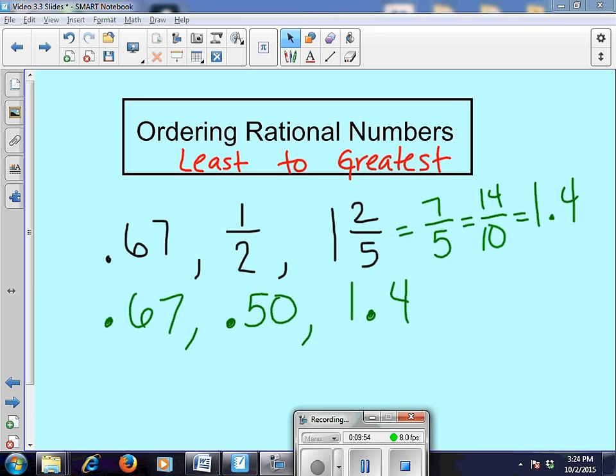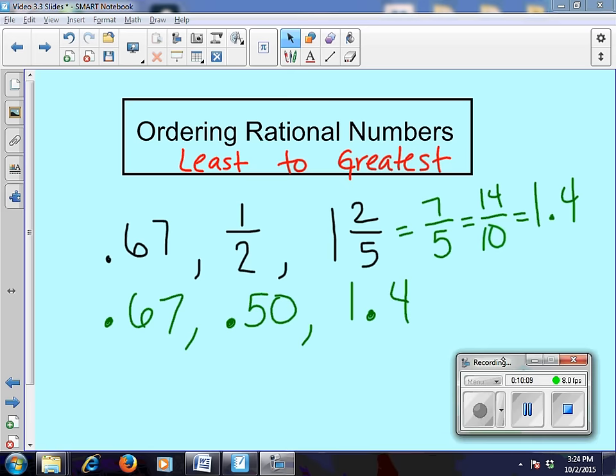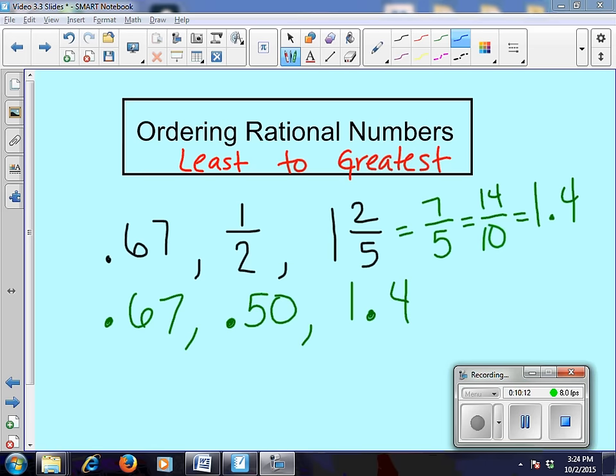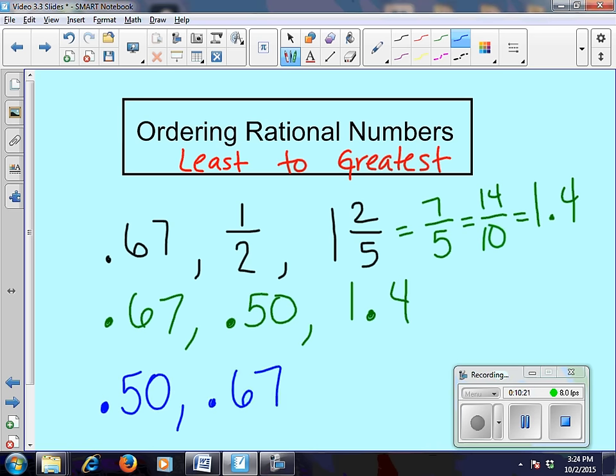And then 1 2/5. I changed it from a mixed number into an improper fraction of 7/5, which I made into 14/10, and I knew that that was 1 4/10, or almost like $1.40. So I can easily order these now that I have changed them all into either all decimals or all fractions. I know that 50 cents is less than 67 cents, which is less than $1.40. And that's how I ordered my decimals.